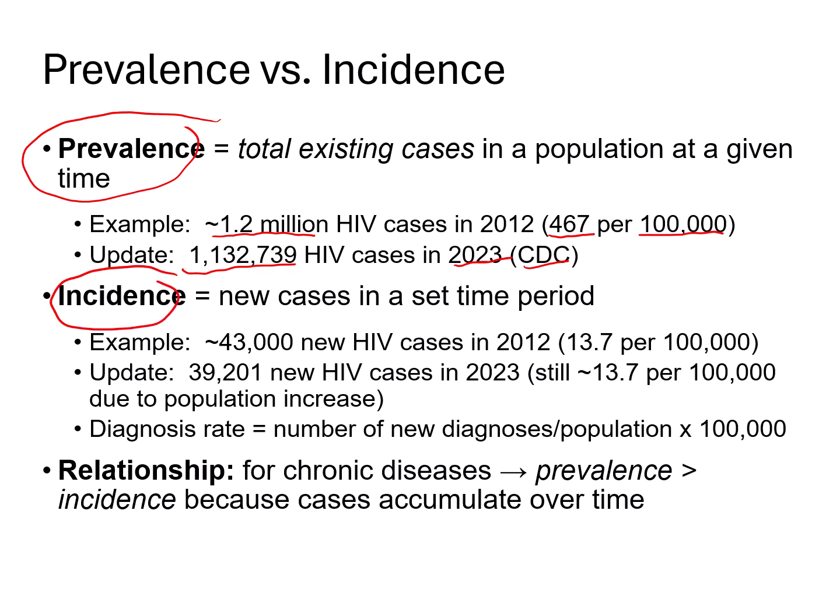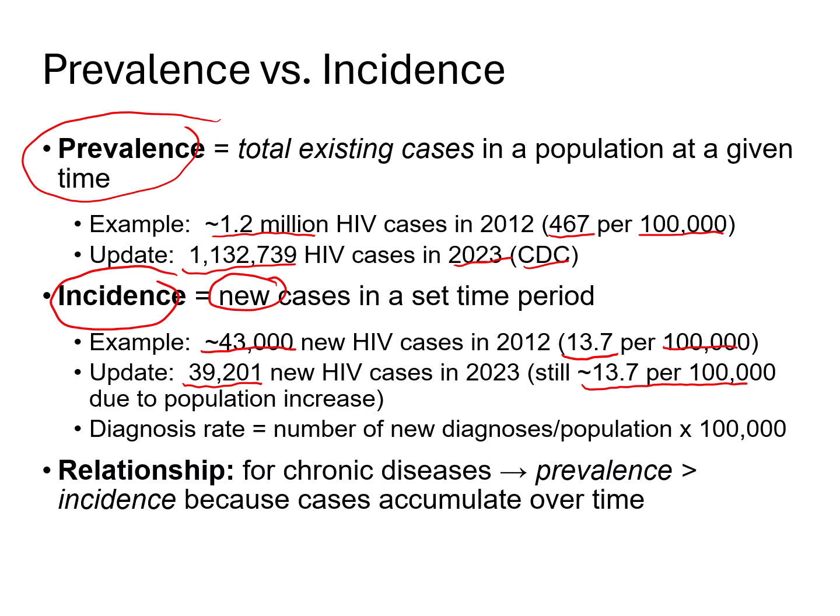Incidence, in contrast, refers to new cases only within a set time period. For instance, here the book provides a number around 43,000 new HIV cases in 2012, or as a rate, 13.7 per 100,000 people. More recent numbers here indicate around 39,000 new HIV cases in 2023, but if you look at the rate, it's still around 13.7 per 100,000 people.